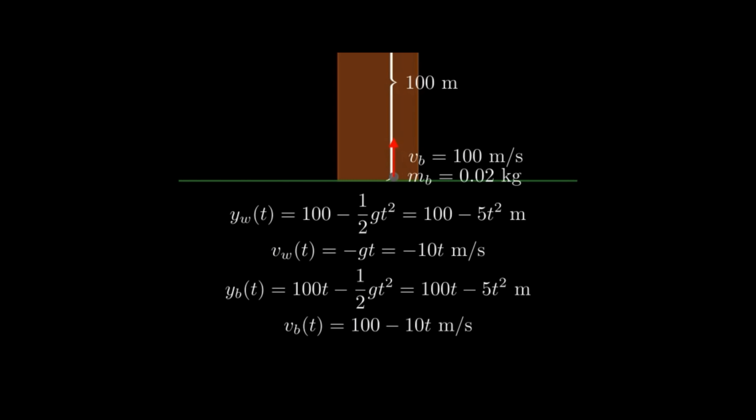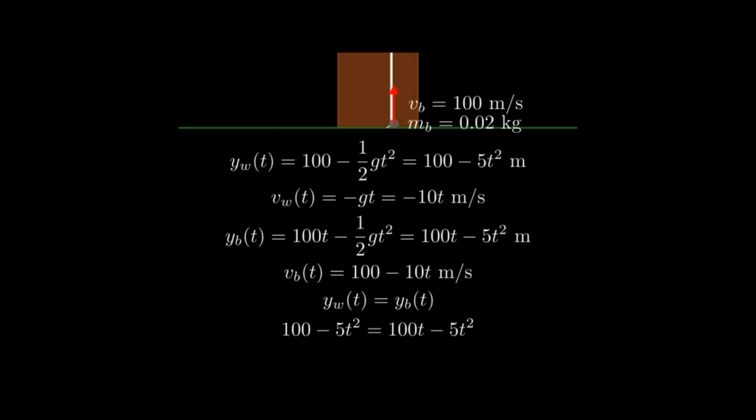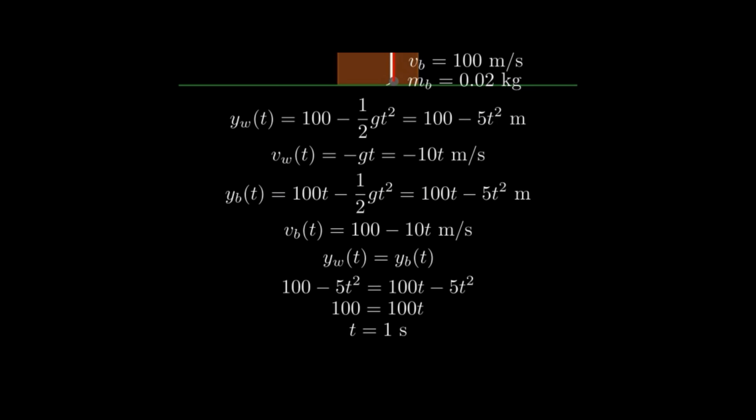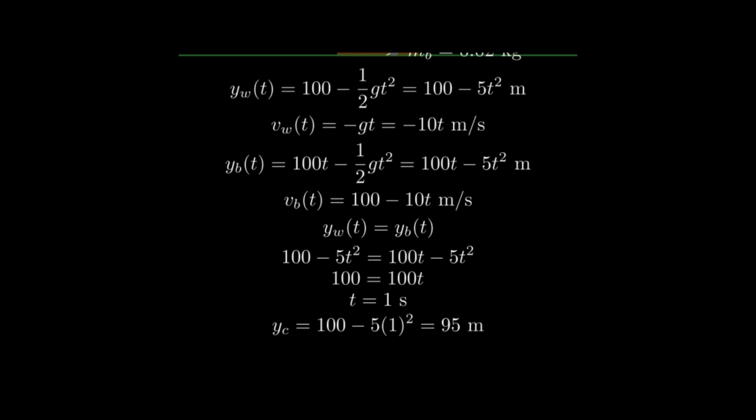To find when and where the collision happens, we need to set the positions equal to each other. So we set y_w equals y_b. 100 minus 5t squared equals 100t minus 5t squared. When we simplify this equation, the 5t squared terms cancel out, and we get 100 equals 100t, which means t equals 1 second. Now we can find the height at which the collision occurs by plugging t equals 1 into either position equation. Using the wood's equation, we get y_c equals 100 minus 5 times 1 squared, which equals 95 meters above the ground.